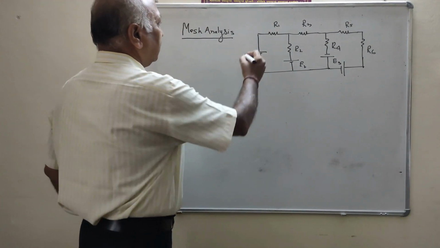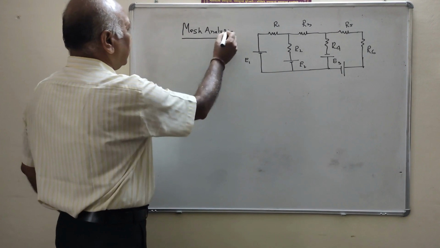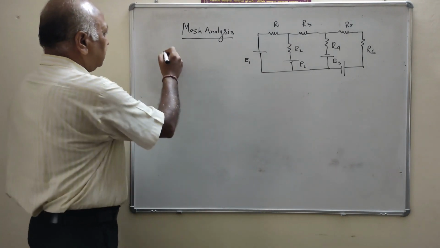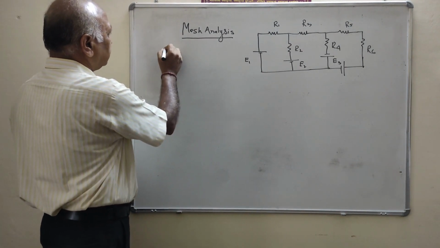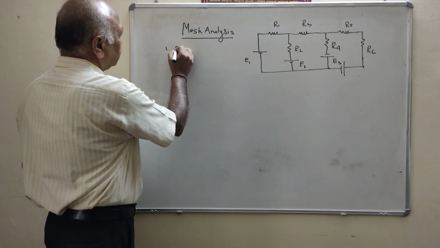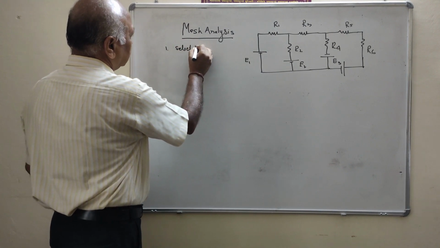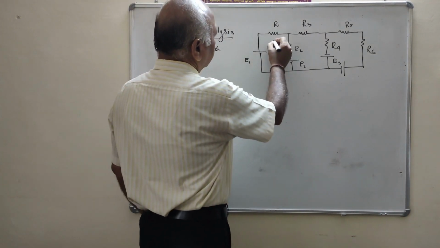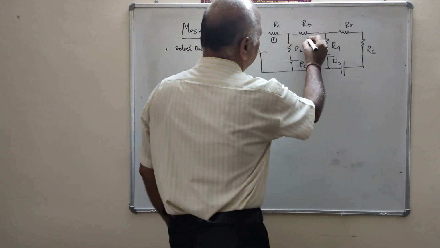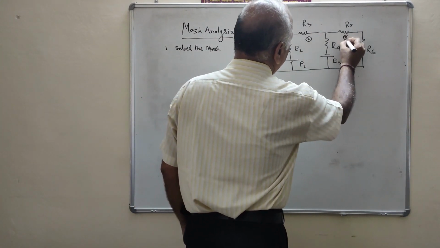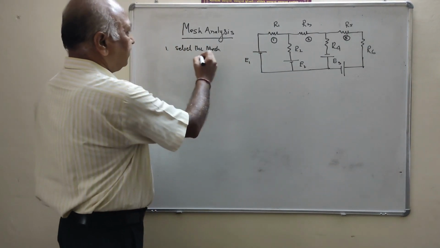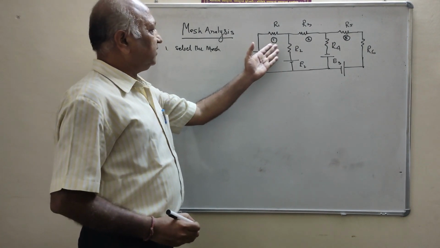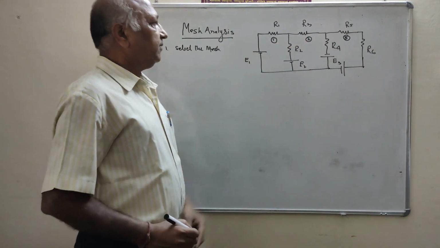What is the basic law? The mesh analysis is based on the KVL. It will be solved in the following steps. First, select the mesh. You will see this is mesh 1, this is mesh 2, and this is mesh 3. Select the mesh and mark 1, 2, 3.